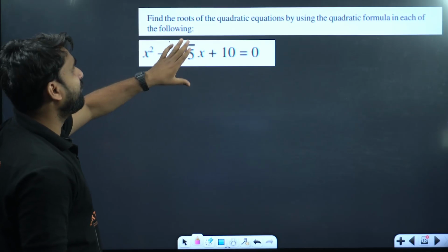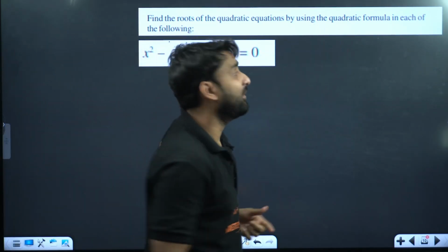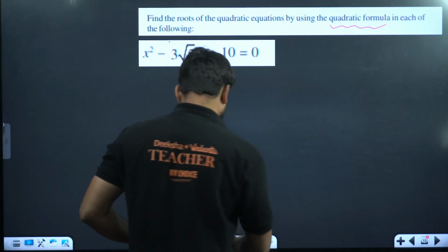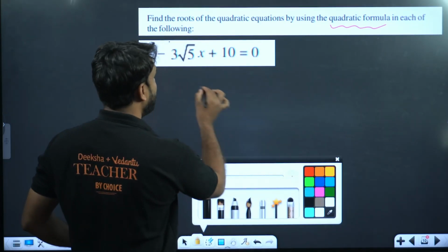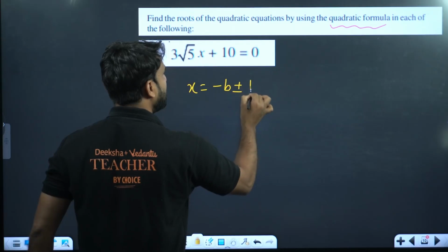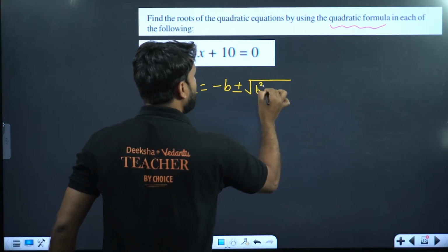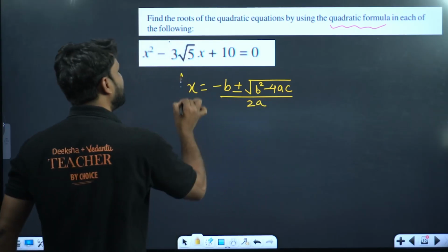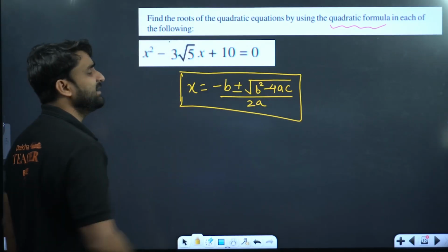So look at the question here. Find the zeros of the quadratic equation by using the quadratic formula. So we have the quadratic formula: x is equal to minus b plus minus under root b square minus 4ac divided by 2a. So please first ensure where is a, where is b, where is c.